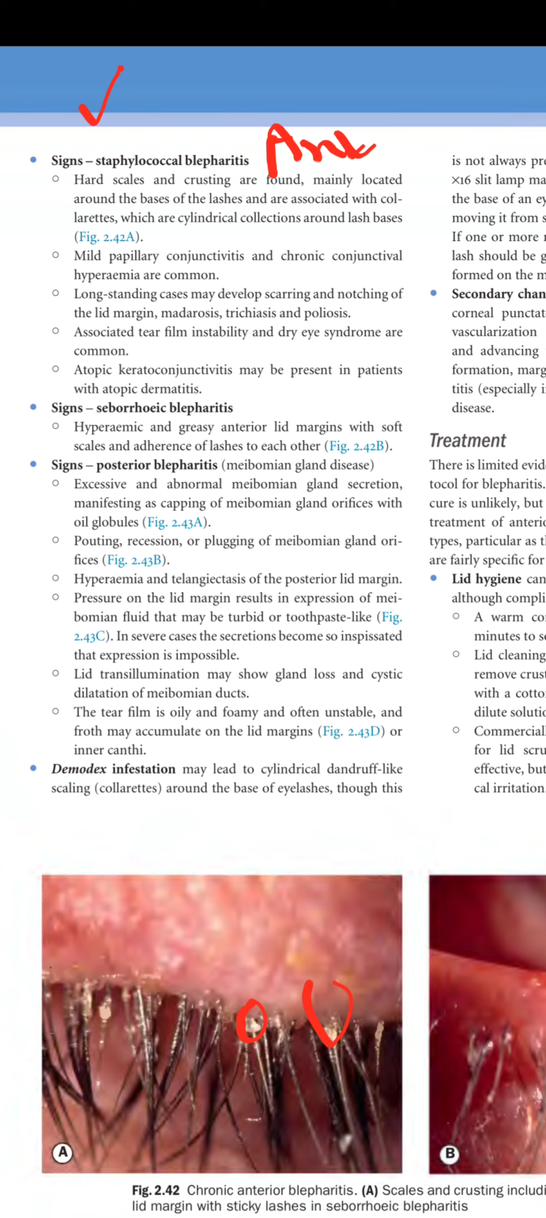Mild papillary conjunctivitis and chronic conjunctival hyperemia are common. Long-standing cases may develop scarring and notching of the lid margin. Madarosis means that there will be loss of the eyelashes. Trichiasis means inversion of the lashes. Poliosis means whitening of the lashes. Associated tear film instability and dry eye syndromes are common. Atopic keratoconjunctivitis may be present in patients with atopic dermatitis.